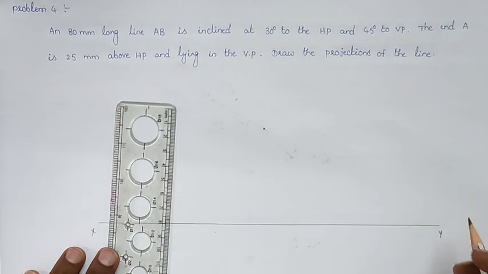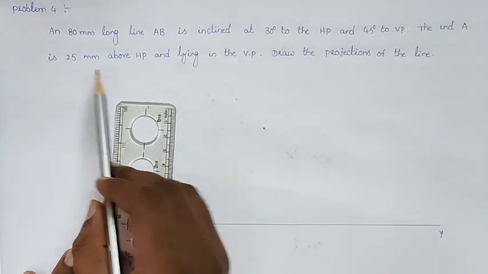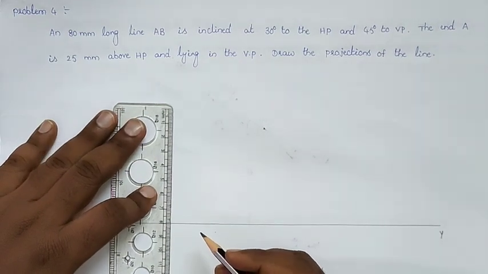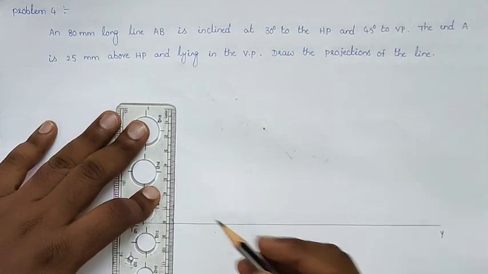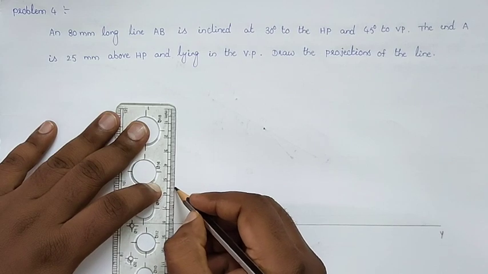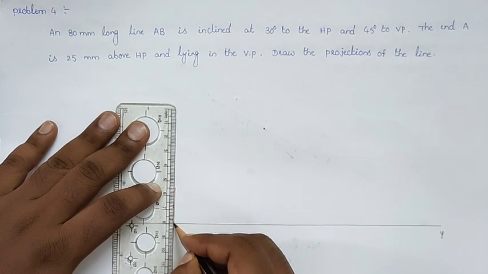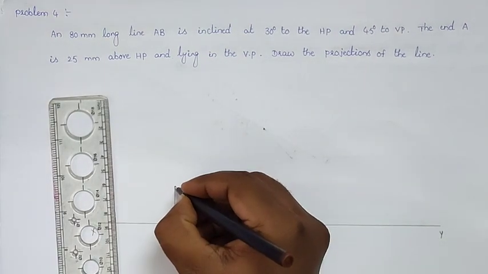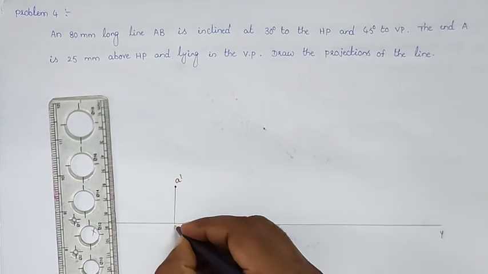So point A is 25 mm above HP and in the VP. In the VP and 25 mm above HP. In the VP means on the reference line we will get a point, and 25 mm above we will get another point. So I am drawing here A dash, and in the VP means on the reference line we will get point A.